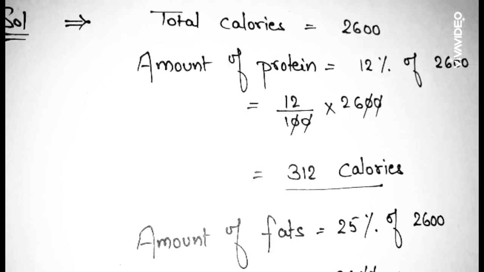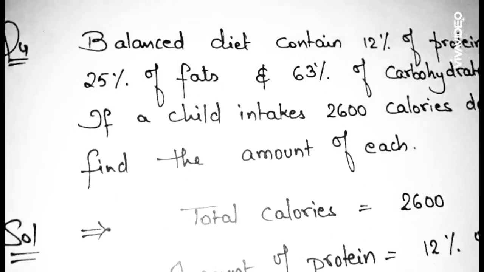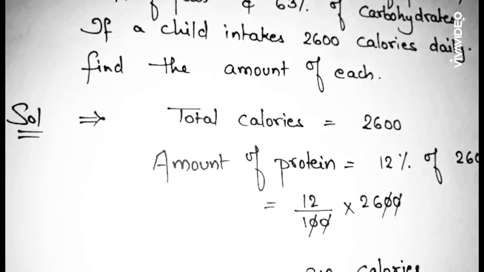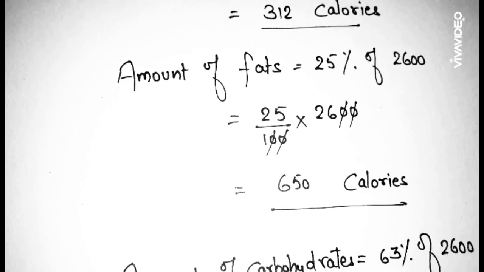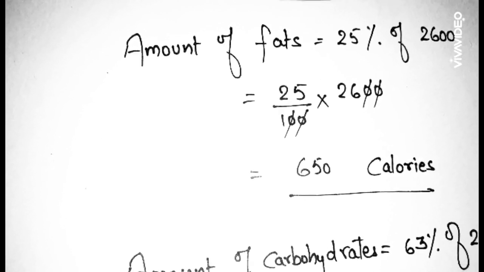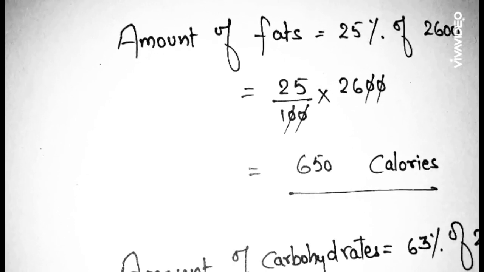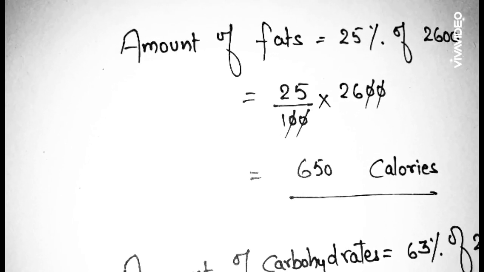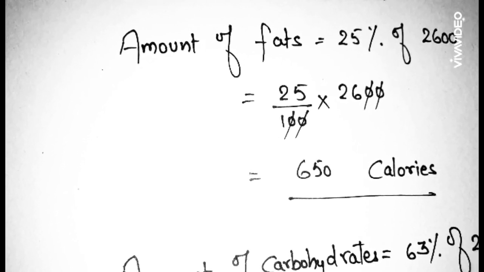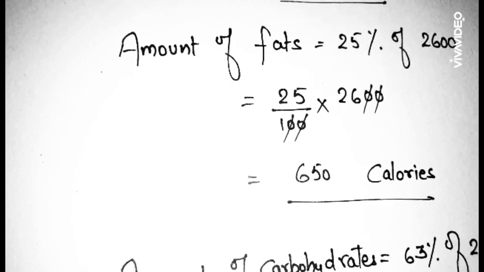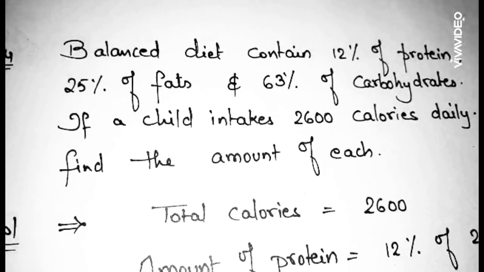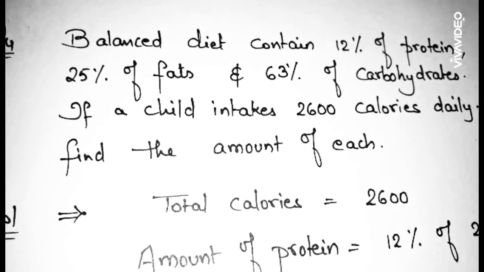Now let's calculate the amount of fats. In the question it was given that the percent of fat is 25%. So the amount of fat will be calculated as 25% of total calories, that is 2600. So 25% of 2600 means 25 by 100 into 2600. That means 6500 calories.